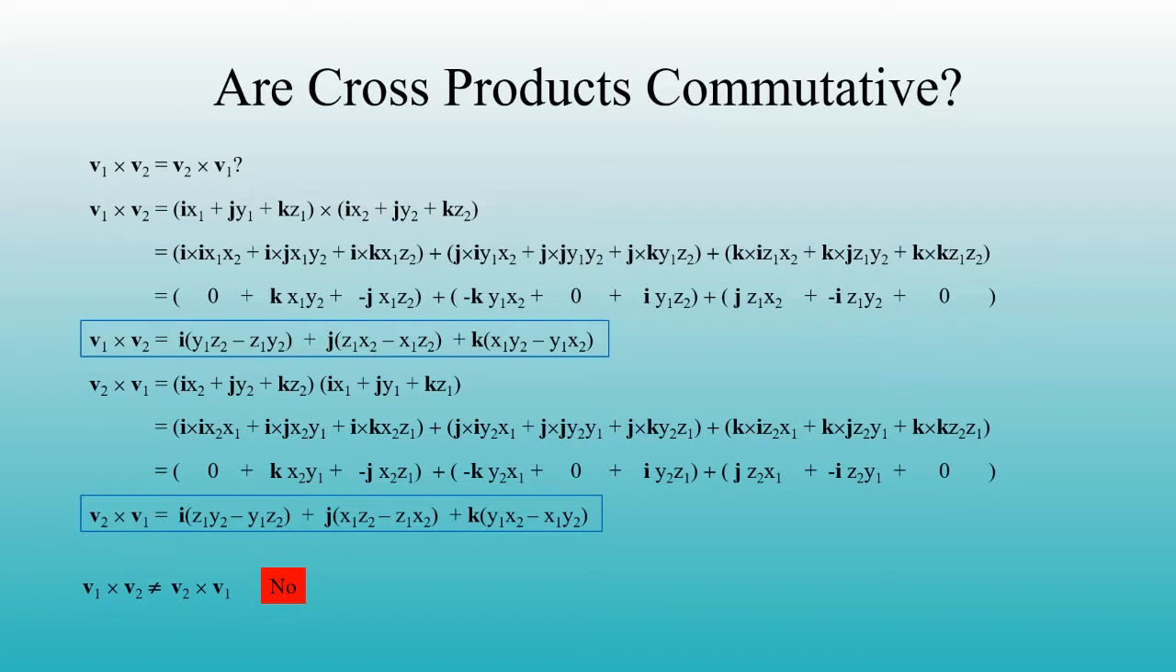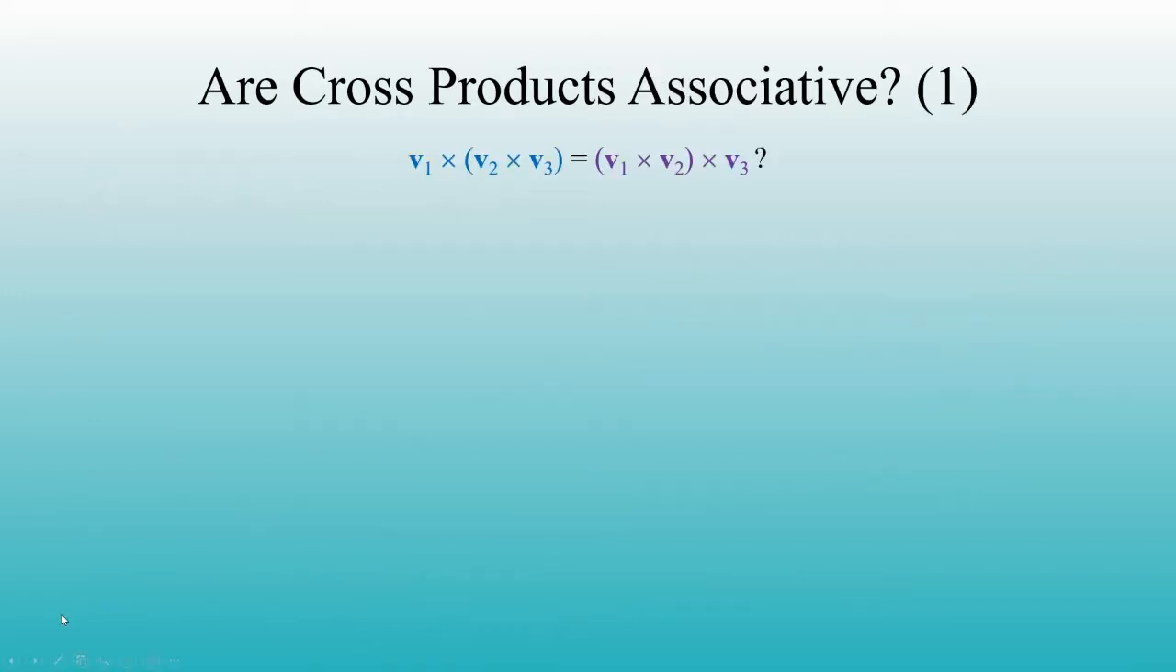That is, it appears that the cross product of V1 and V2 is anti-commutative. That is, V1 cross V2 is equal to negative V2 cross V1. In practice, when it comes to actually evaluating problems, commutative and anti-commutative are essentially equally useful. Now let's get into the messy associative property for cross products. As before, here's the statement of the problem.